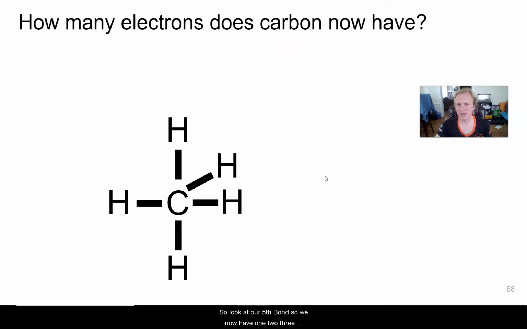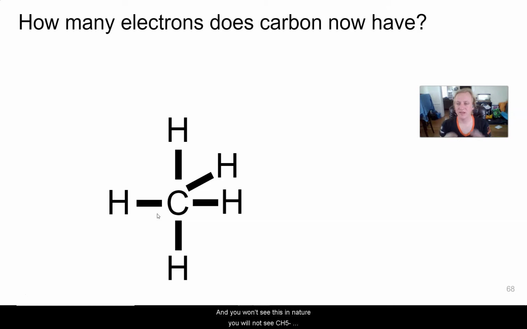And how do we know something has gone terribly wrong? So let's add our 5th bond. So we now have 1, 2, 3, 4, 5 bonds here. How many electrons does carbon now have? Well, it has 2, 4, 6, 8. It feels like it has 10. Okay, so carbon, not particularly happy.